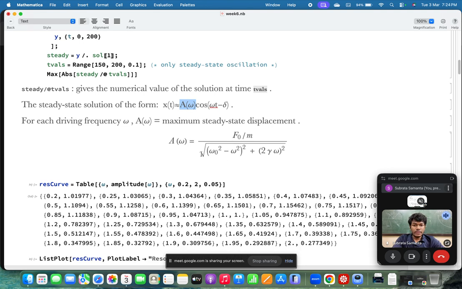because if the denominator is minimum, that means the amplitude is maximum, right. So if you vary omega around omega naught, at some value of omega the amplitude is maximum, and we will see that.